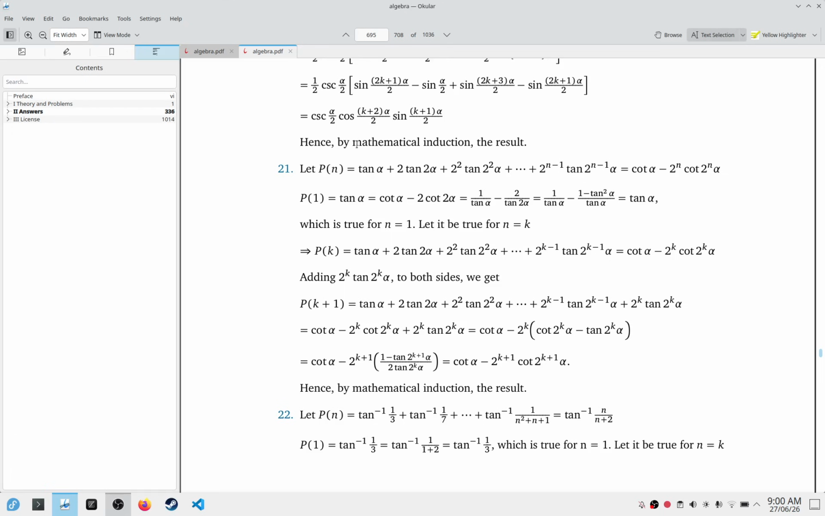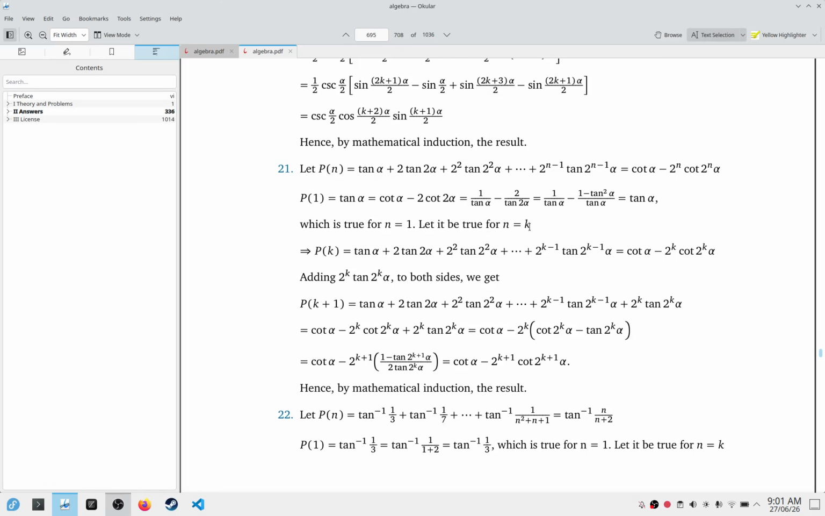We let the given expression be Pn. We substitute n equal to 1, and tan alpha is equal to cot alpha minus 2 cot 2 alpha. So we convert cot alpha into tan alpha, that is, the right hand side becomes 1 by tan alpha minus 2 by tan 2 alpha. And 2 by tan 2 alpha can be written as (1 minus tan squared alpha) by tan alpha. So we solve this and you get tan alpha as the answer. This means that Pn is true for n equal to 1.